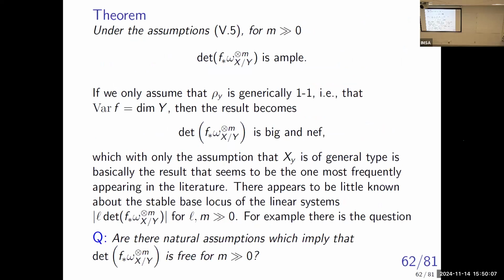So now let's go to the final point. Suppose that you don't know that the canonical bundle along the fibers is ample, but a power of it is ample. Then the result is that the determinant of the canonical along the fibers raised to a power is an ample vector bundle on the parameter space downstairs. So that if the Kodaira-Spencer map is generically 1-1, but not everywhere 1-1, then you just get big and nef.